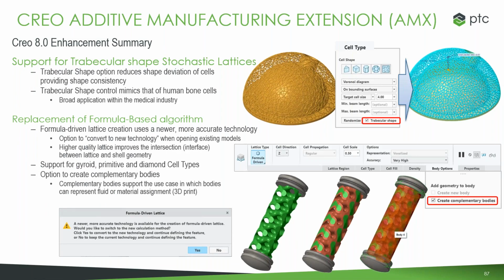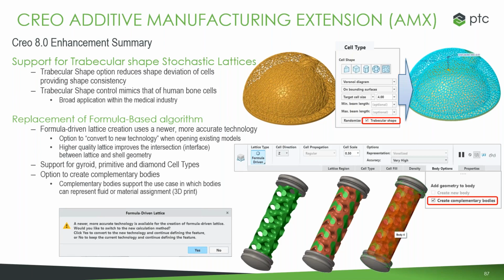Still on the stochastic lattices side of things, there's now support for a trabecular shape for these stochastic lattices. This is an option that's there. If you go into the research on this, it's really about reducing the shape deviation of the cells that the system generates. It tries to minimize the standard deviation between the cell sizes to give you more consistent, even sizing throughout. These stochastic structures are really good for things like medical implants, where you want bones to fuse in and stuff like that. So the trabecular shapes come out of some of the research into those sorts of tools in those areas.